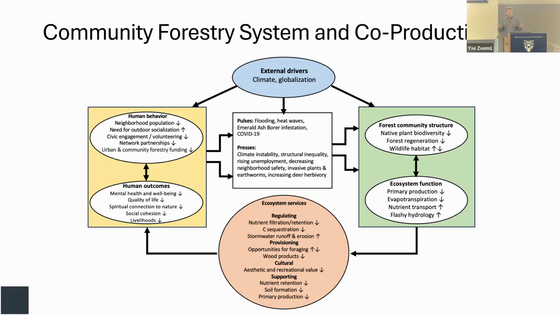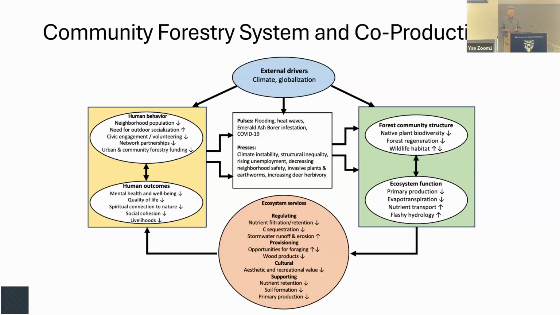Evapotranspiration was going down, which was very important as it relates to flooding. Nutrient transport was going up, meaning that we were losing nutrients from the system. And again, remember, we talked about regenerative social ecologies. We want to keep those nutrients. We want to keep the water. And we were getting this very flashy hydrology.